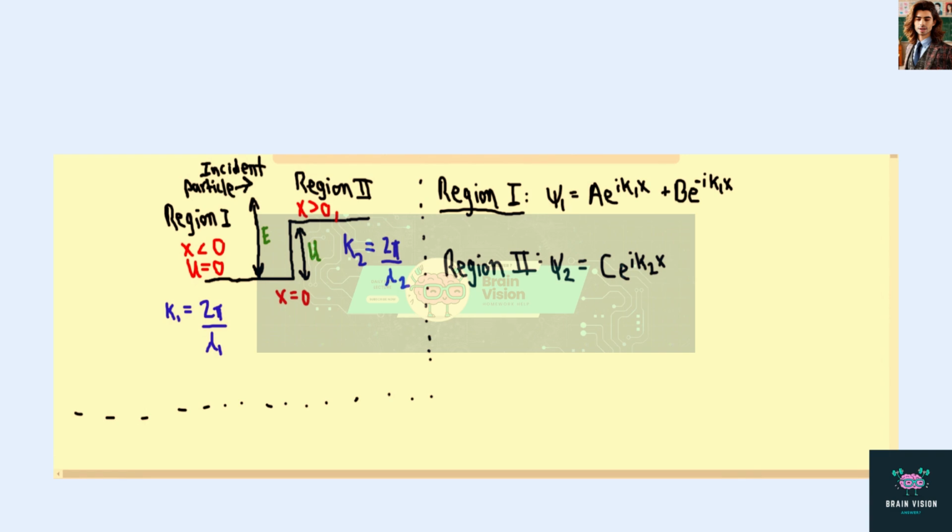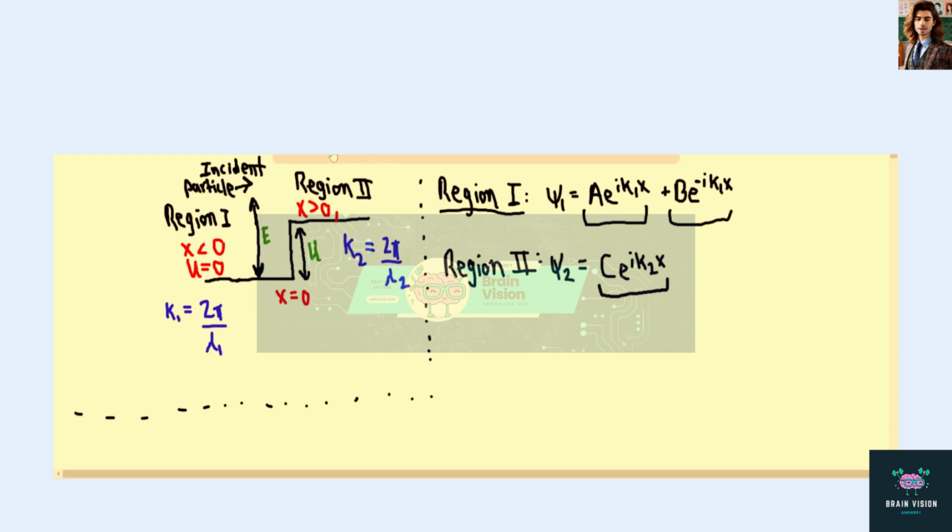Region 1 will have an incident wave function. That's this first term that you see right here. And the second term will be a reflected term. And in region 2, you'll simply have a transmitted term. So this corresponds to particles that actually make it through the potential, and are transmitted despite the fact that there is a non-zero potential.